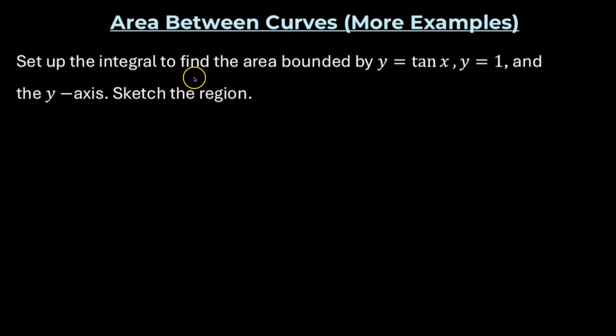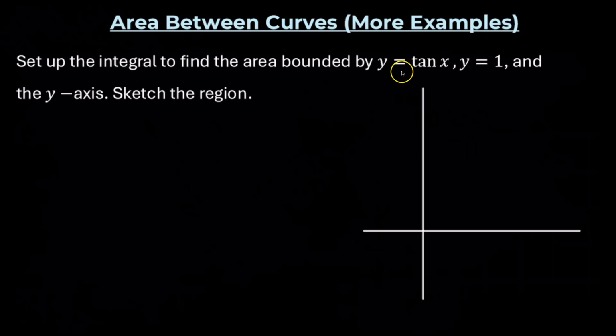Now let's set up the integral to find the area bounded by y equals tangent x, y equals 1, and the y-axis. So let's start by sketching the region. We need to set up a grid, and then we'll start by graphing y equals tangent x. So we know the general shape of tangent x, and we'll notice that the other pieces are y equals 1 and the y-axis. So we're going to go ahead and kind of just zoom in on the tangent x graph, and I'm going to sketch just this part of it in quadrant 1.